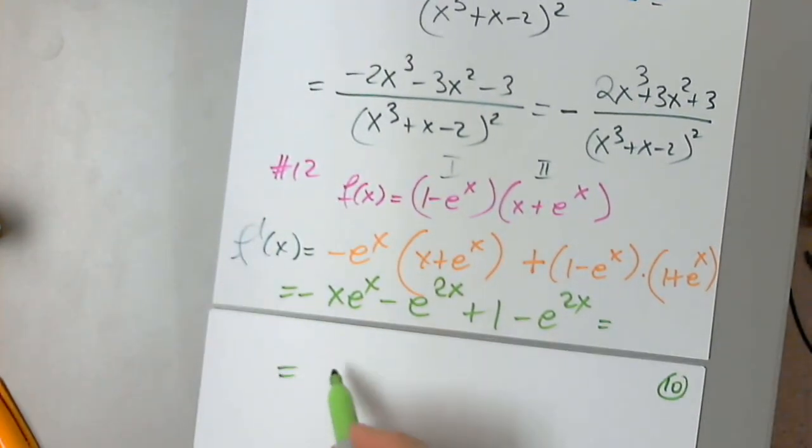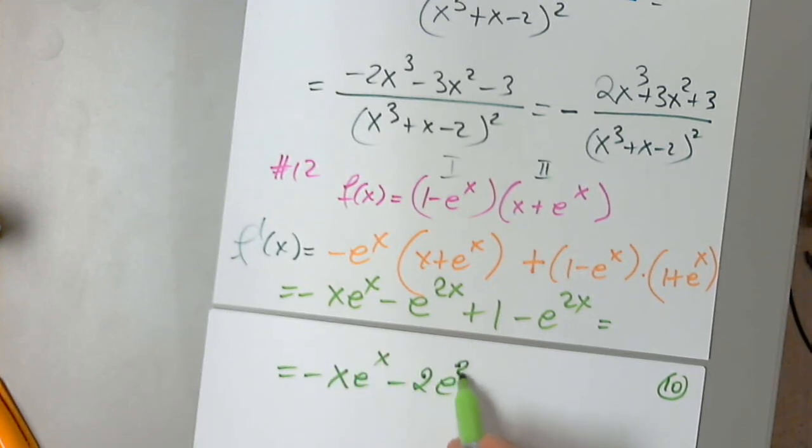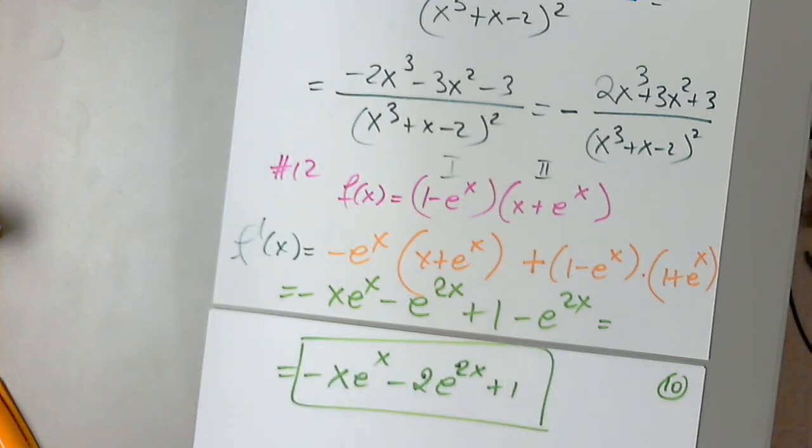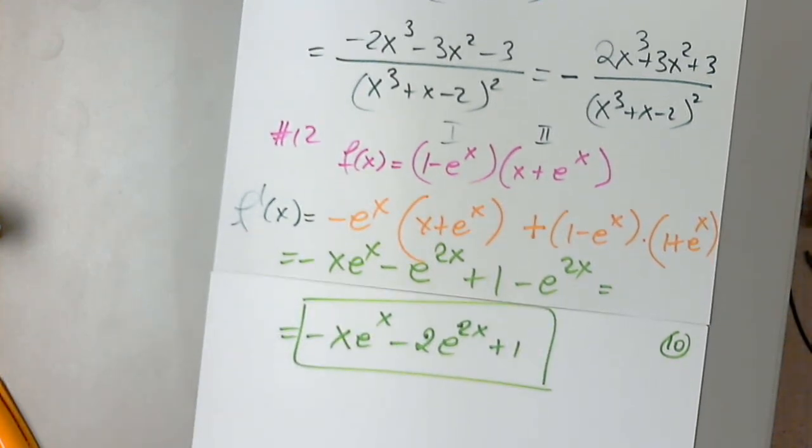So the final simplified form will be negative x e to the x minus e to 2x minus 2e to 2x and plus 1. And that's the final form. Any questions?